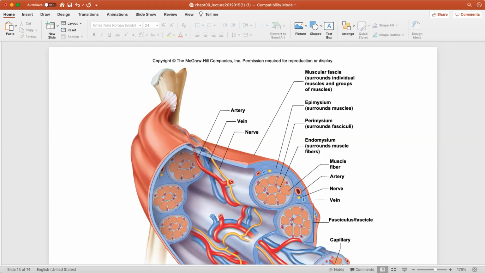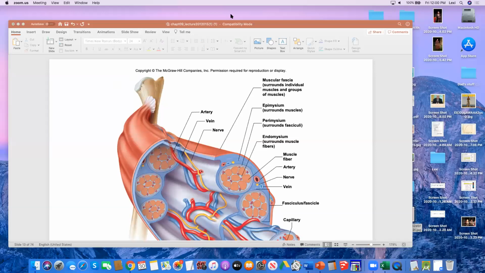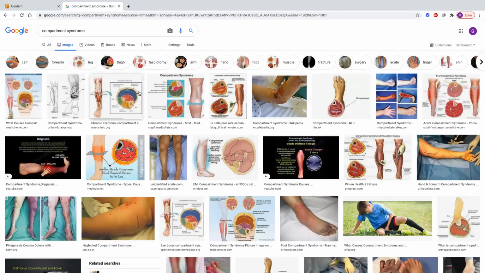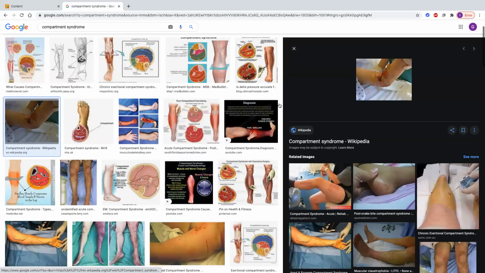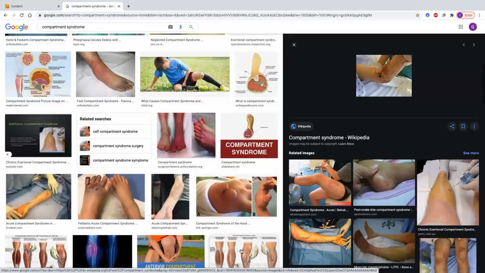And it's pretty ugly, so just a little warning. So here's compartment syndrome right here. And you'll see with compartment syndrome that in order to actually relieve it, you actually have to cut through the skin and the fascia. If you don't, you're going to lose that arm or leg, right?